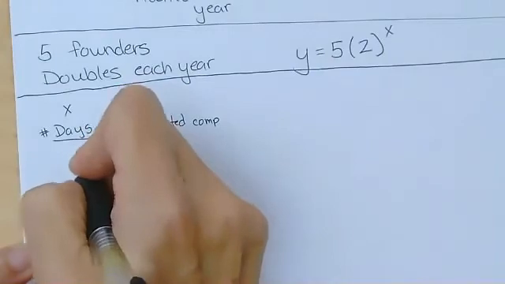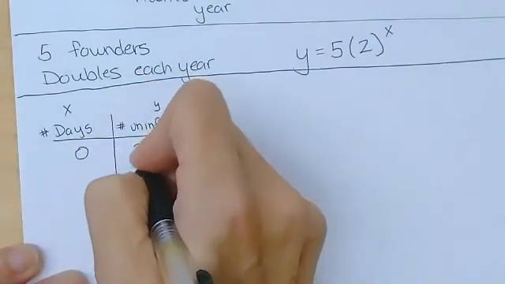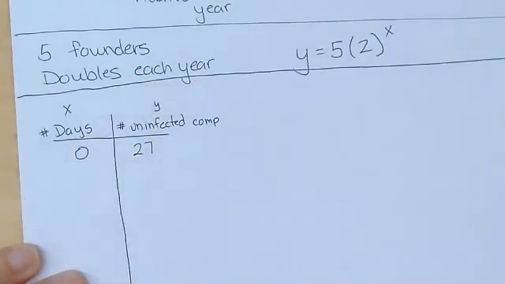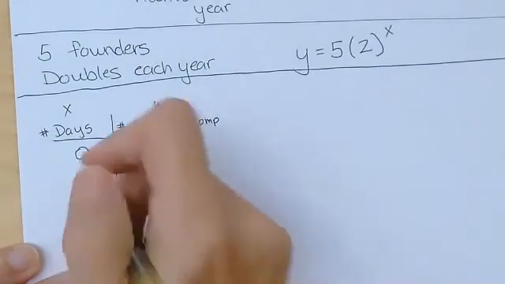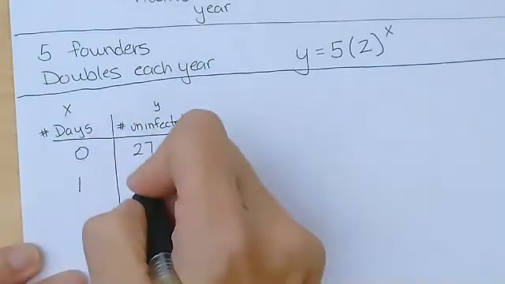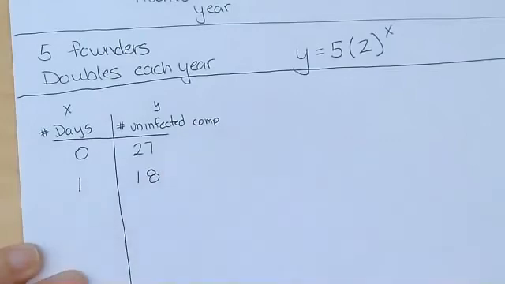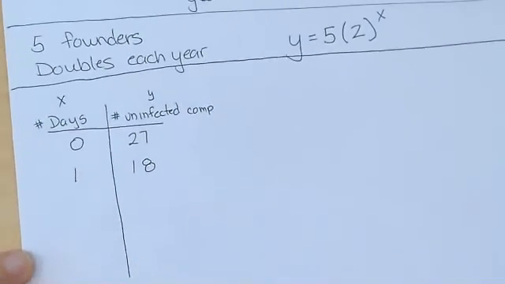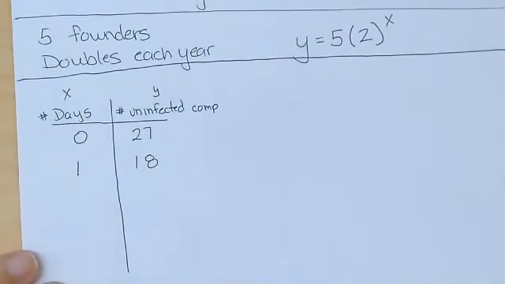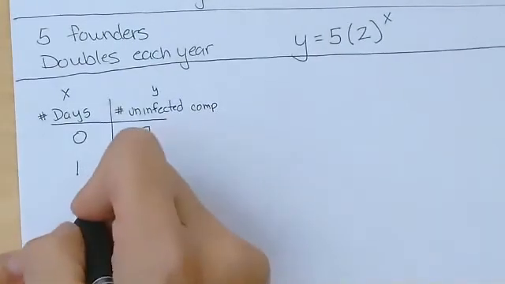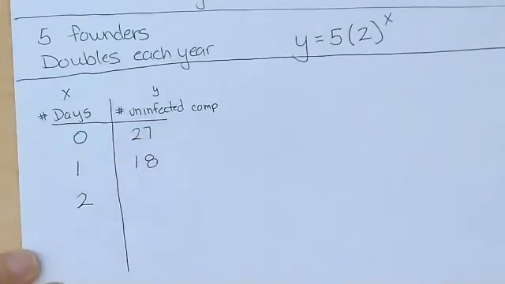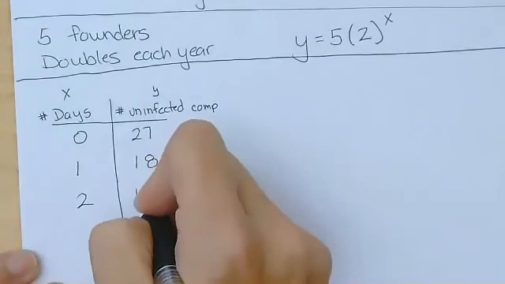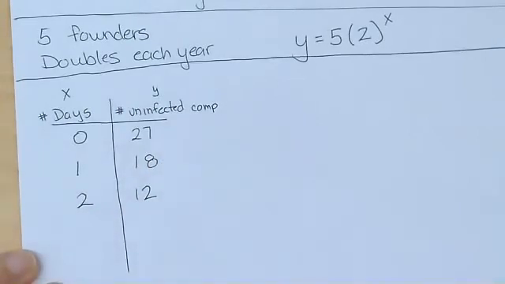So notice that at day 0, there were 27 good computers in the technology center. One day after the virus hit, there were only 18 usable computers. So 18 computers that were unaffected by the virus. You don't want to use a computer that has a virus in it. By day 2, there were only 12 computers left that were uninfected. Okay, so based off of that table, we have a few questions.